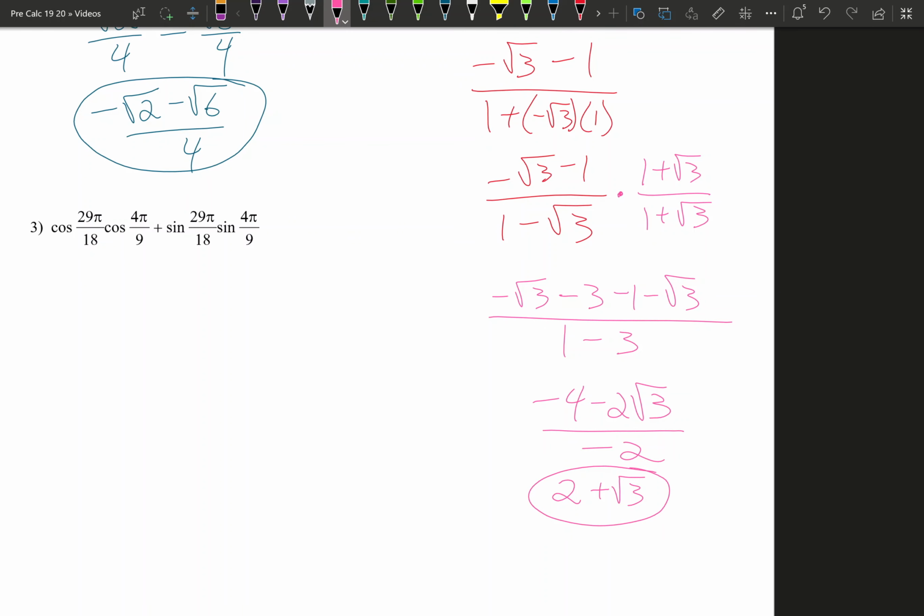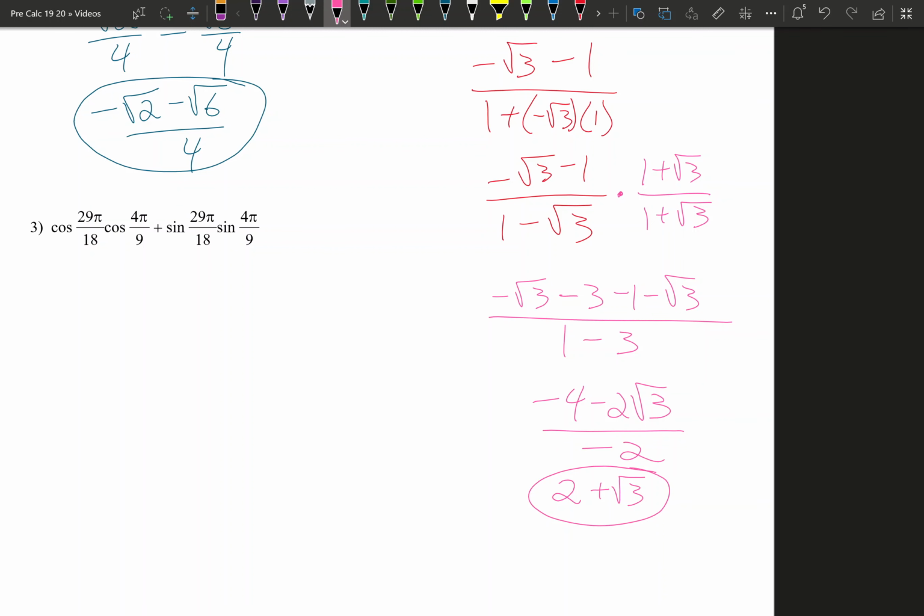Whether you end up taking tangents of pi over 3s, so we end up with square root of 3, or of pi over 6s, where we get a square root of 3 over 3, your answers for our tangent of 12ths are going to look something like this, where we have 1 or 2, and then plus or minus square root of 3, 2 square root of 3. It will be something along those lines.